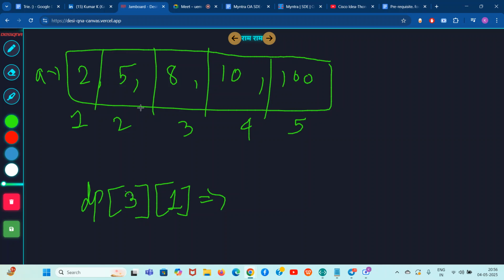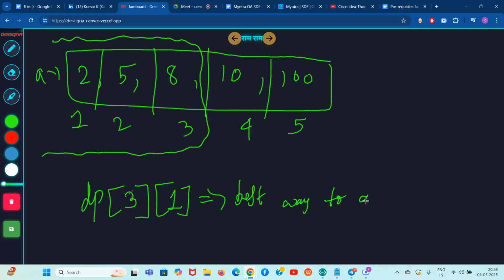Write down the meaning of dp31. What is the meaning of dp31? dp31 means the best way to assign one food among the first three people.